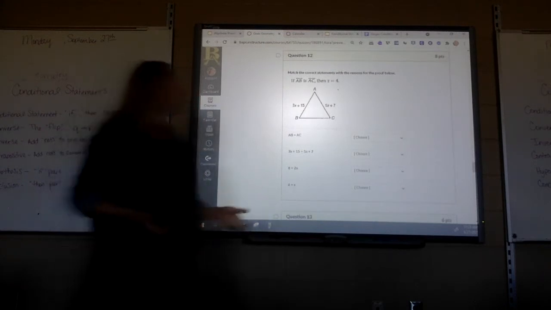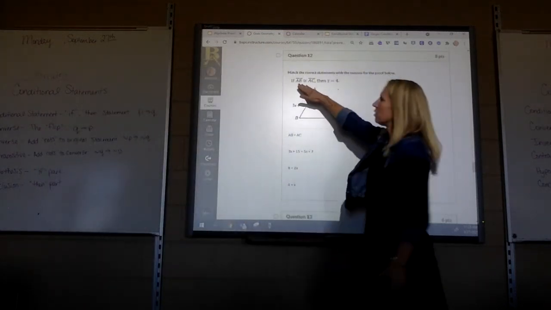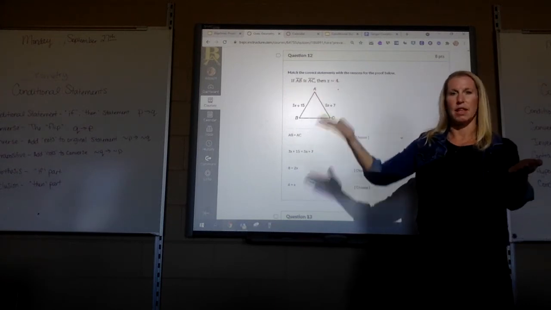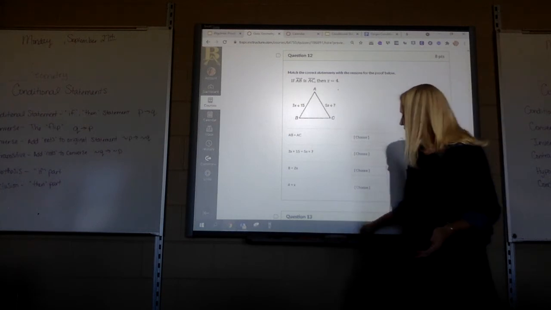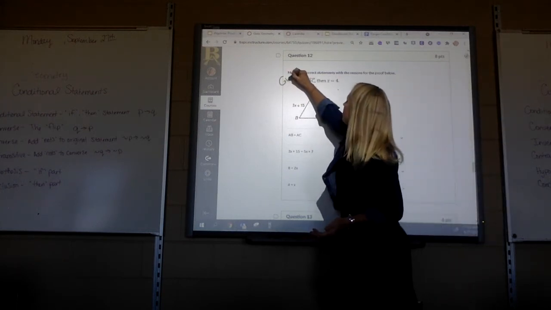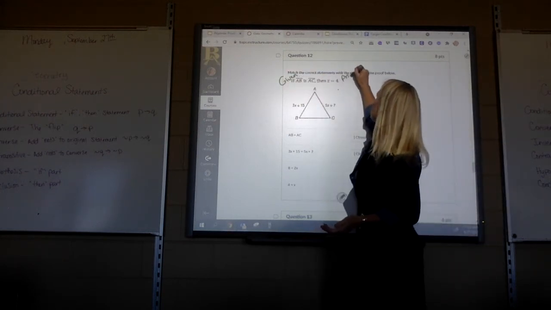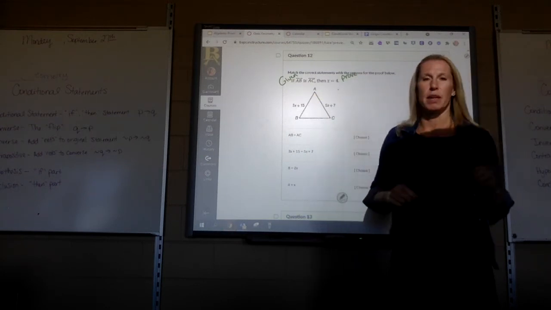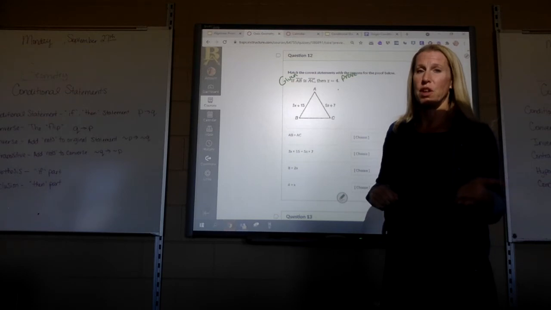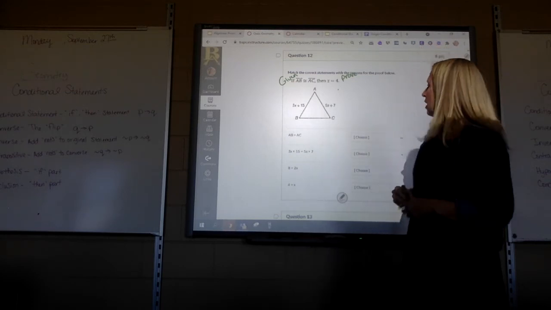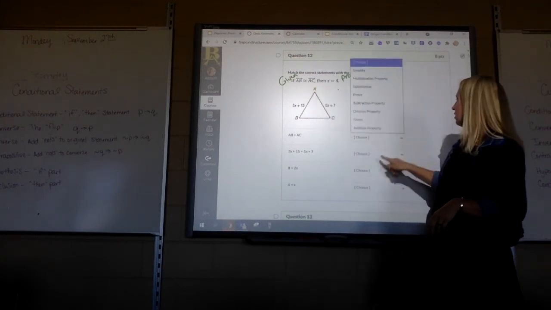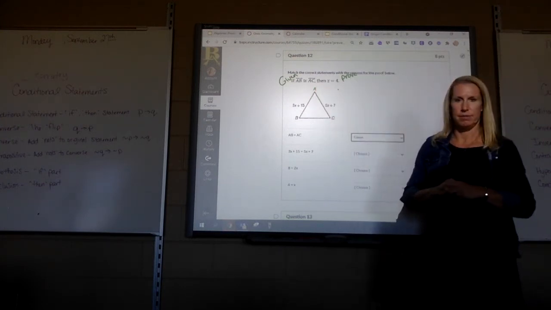So number 12, I am given. So notice this isn't an if-then statement, but the if part is what you're given, and the then part is what you're trying to prove. So this is my given, and this is what I'm trying to prove. So I'm given that segment AB is congruent to segment AC, and then I want to prove ultimately that x equals 4. So AB equals AC, that's my given, so that's where I start, given.